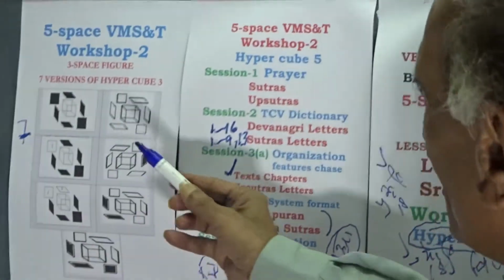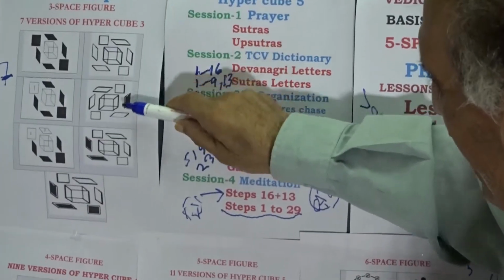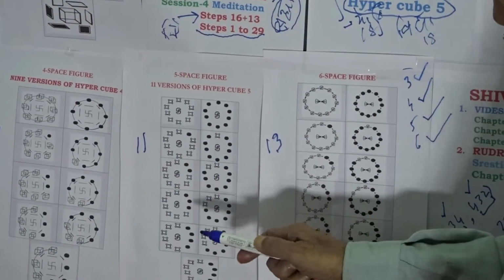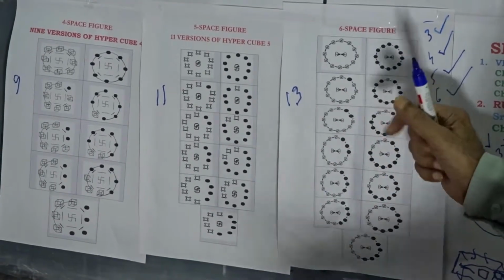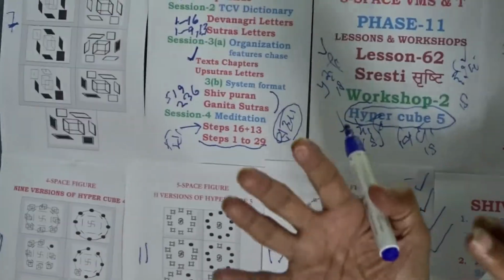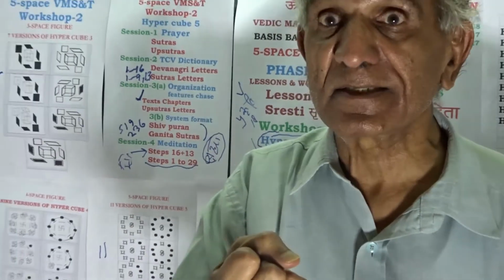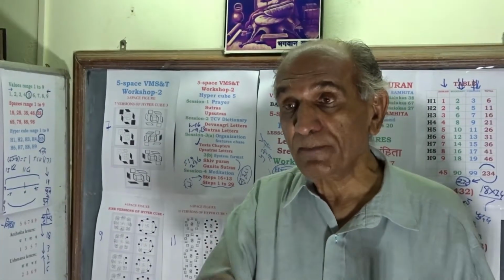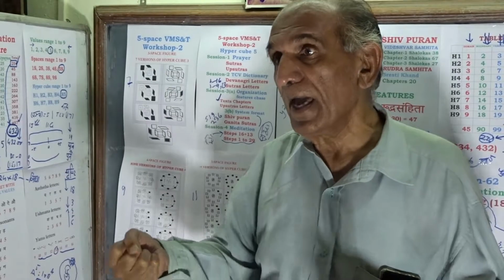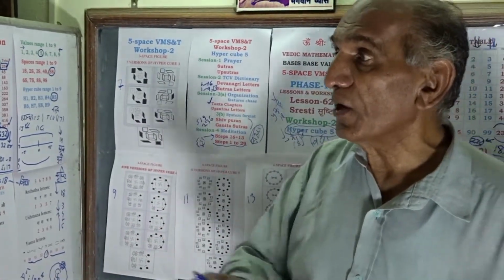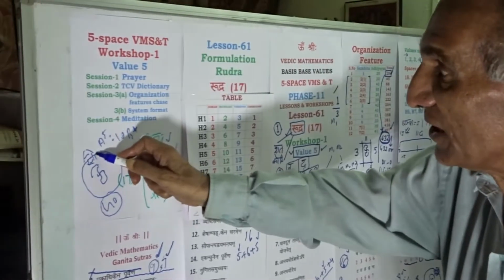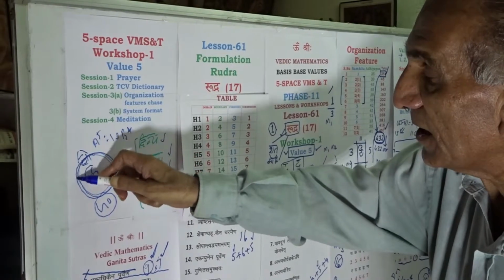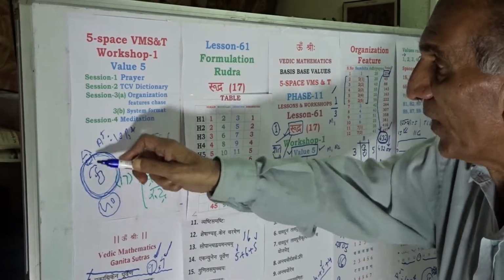And see, the 3 space with 7 versions, 4 space with 9 versions, 5 space with 11 versions, and 6 space with 13 versions is giving us precisely 40 versions. We are having 40 bodies in the form of 7 cubes, 9 hypercube 4, 11 hypercube 5, and 13 hypercube 6. And we require precisely 40 coordinates for fixation of the creative boundary of a hypercube 5.